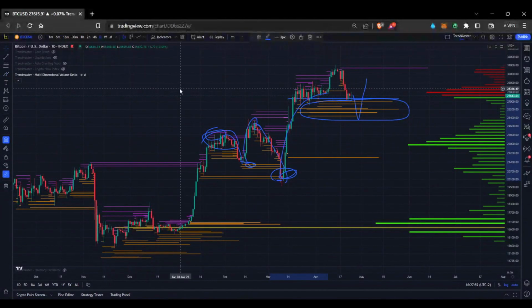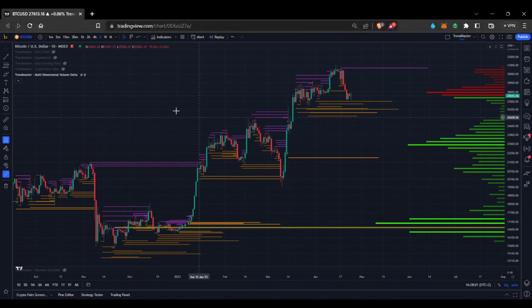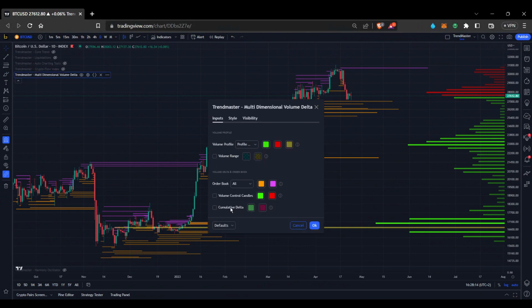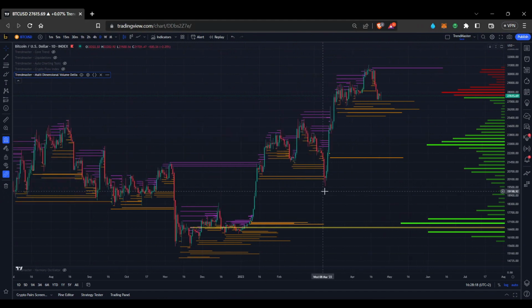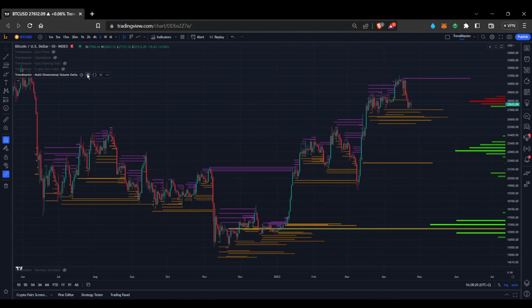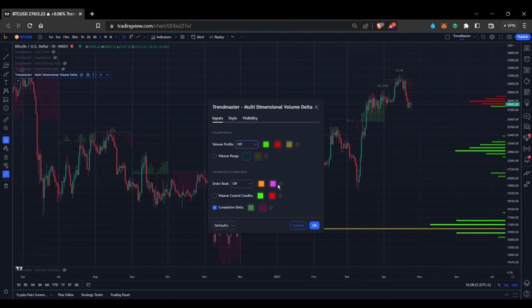So that's pretty nice, pretty intuitive, and it kind of looks a little bit like the liquidations, but rather than looking at where people are going to be getting out of their positions, this is looking at where people are going to be getting into their positions. So they work together quite nicely. As well as that, we have the cumulative delta, which I think is really cool. So I'll just turn off the volume profile as well.